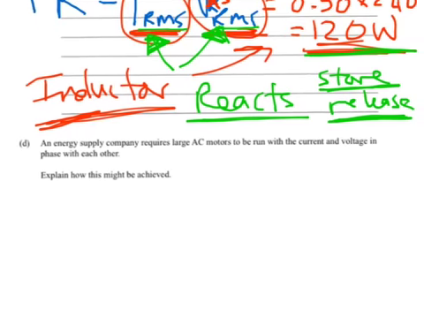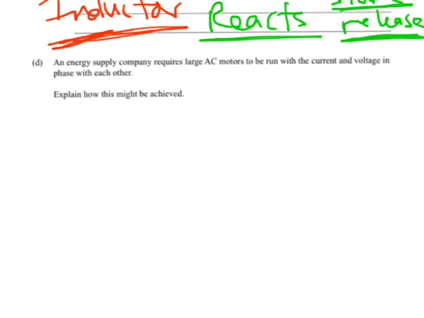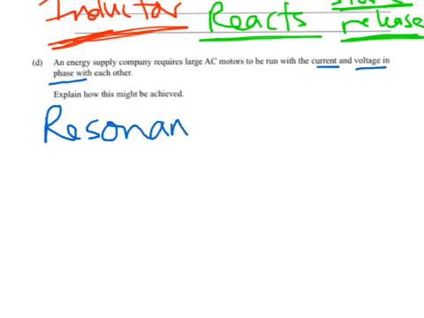Okay, last question, last part. An energy supply company requires large AC motors to be run with the current and voltage in phase with each other. So current and voltage in phase with each other. Explain how this might be achieved. Well, this is actually very straightforward. Here's your special word. Resonance.